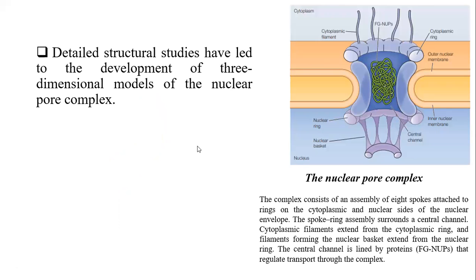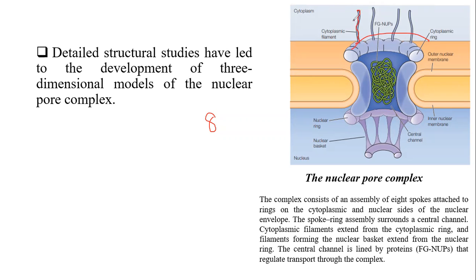Okay, now coming to the detailed structure. Here, as I said, it is made up of 8 subunits. So here we have taken half, 4 of them, okay? This is like the transverse section of the protein. Now, these are your cytoplasmic filaments. These filaments help in interactions with proteins, like importin and exportin, right? So they will help them bind there.